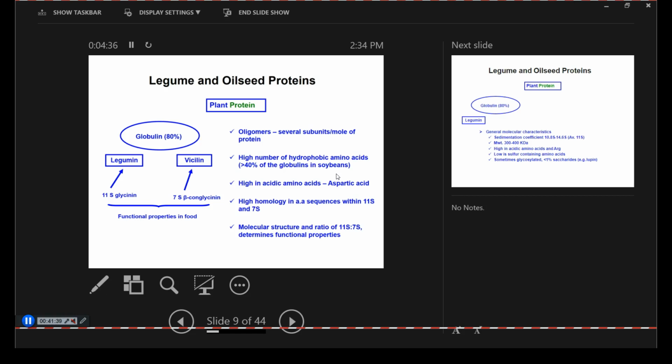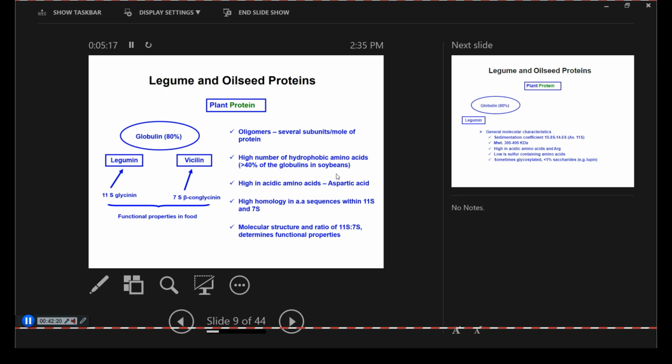Okay, so these molecules, or these globulins, are present naturally as oligomers. That means several subunits are associated together. And by nature, globulins have over 40% of their amino acids as hydrophobic amino acids. So they have a large percentage of hydrophobic amino acids. They also have a large amount of acidic amino acids, especially aspartic acid. So that gives you a balance between hydrophilicity and hydrophobicity.